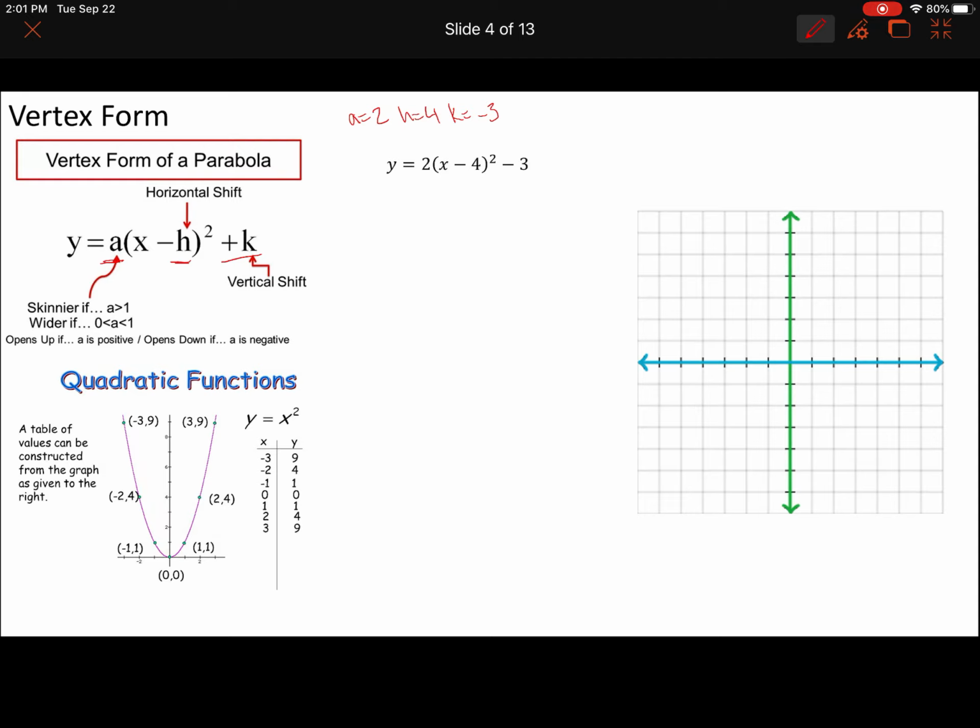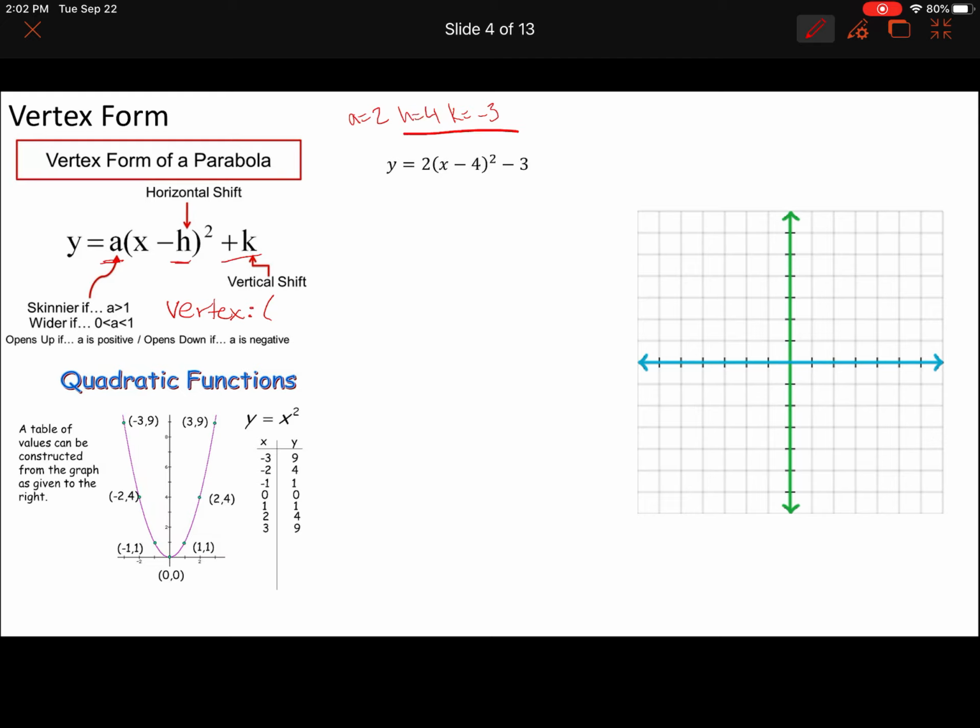So we have A, H, and K, and from there, probably something to add to your notes is the formula for the vertex. Usually it's at 0, 0, unless it's been shifted to the right or left, and up and down. So in our case, this has been shifted right and then down.